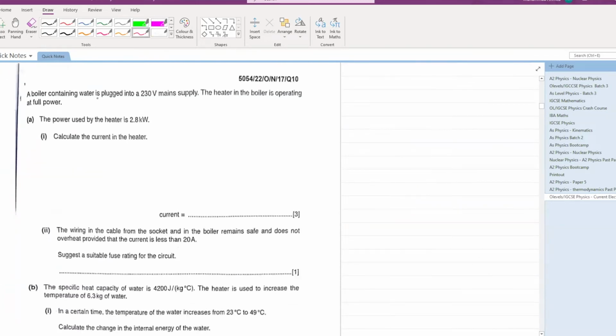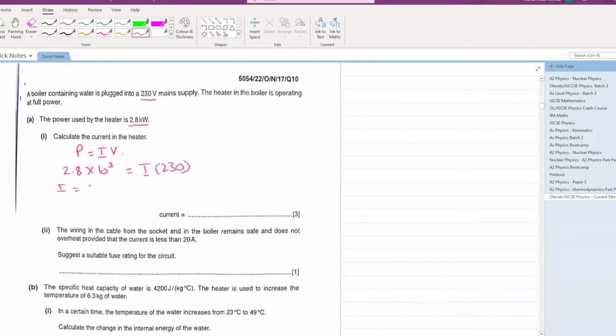A boiler containing water is plugged into a 230 volts main supply. The heater in the boiler is operating at full power. The power of the heater is this. Calculate the current in the heater. Very easy. Power is equal to IV. Your power is 2.8 kilowatts. 2.8 into 10 raised to the power of 3 is equal to current into the voltage, that is 230.